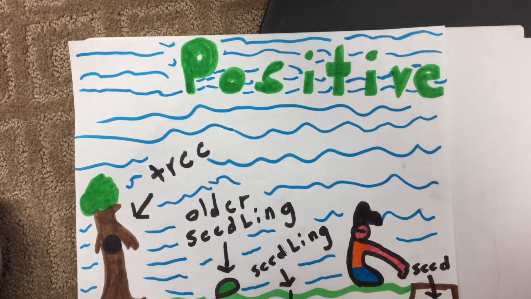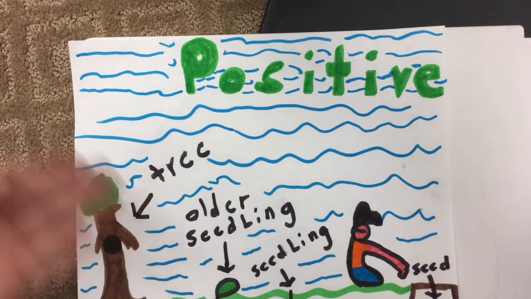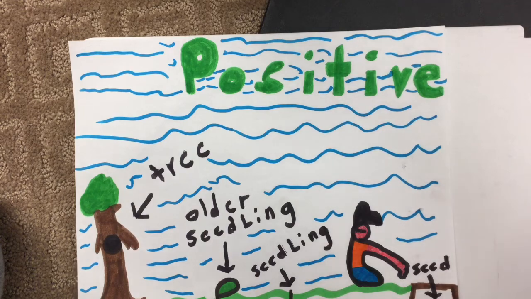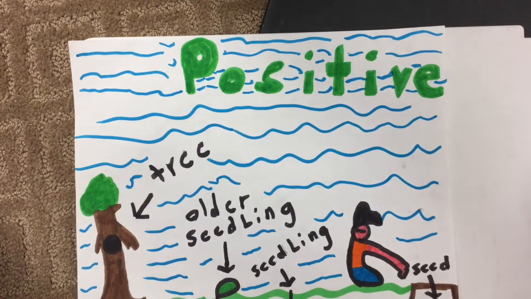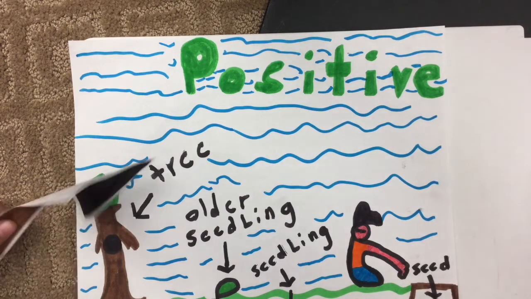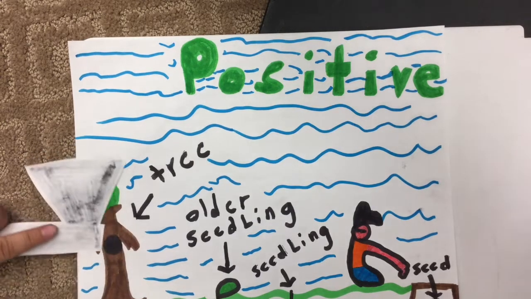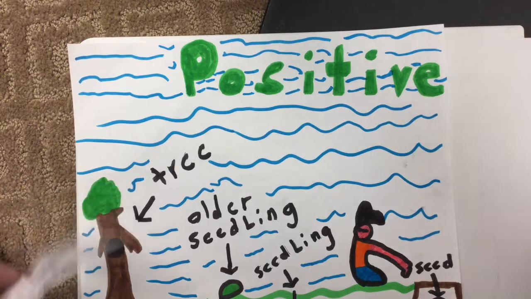First, you can plant a seed, then it goes to a seedling, and then it goes to an older seedling, and then it takes a long time to get to an adult, and then it turns to a tree. But then non-positive means that you cut it down, and then you can't. It's gone, and all of that hard work is not useful.